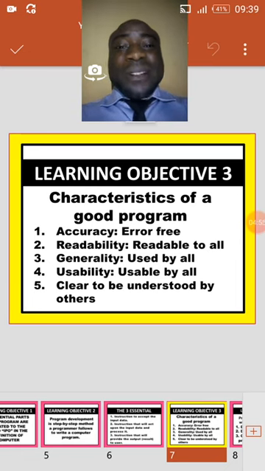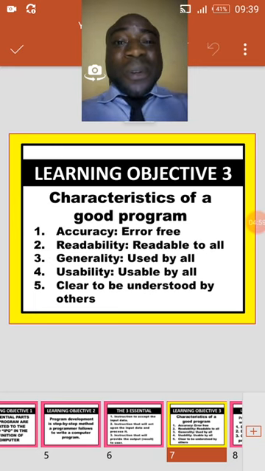Alright, generality, used by all. Everybody must be able to use the program. For example, you are using Google Classroom to watch this, and your friend in Asokoro, Maitama, is also using Google Classroom to watch this. So it means it is general. Whatever you see on your screen is the same thing the person will see on the screen using Google Classroom.